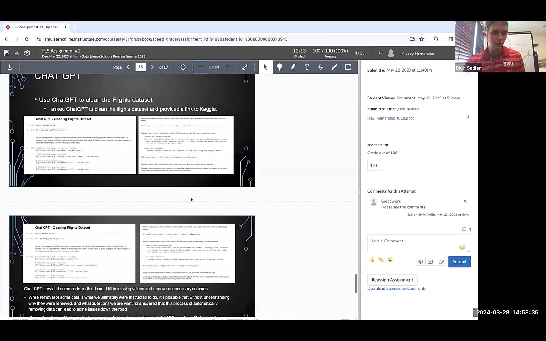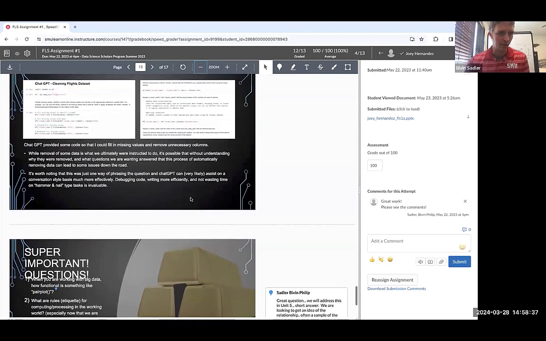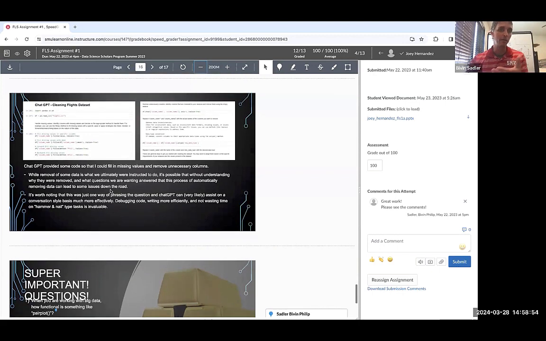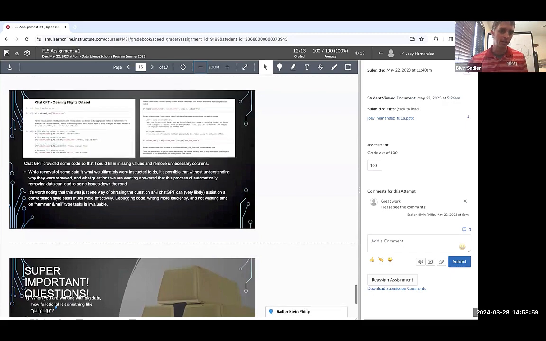At the end of the day, he used ChatGPT. I always thought his comment here at the end was good. It's worth noting that this was just one way of phrasing the question, and ChatGPT can very likely assist on a conversational style basis much more effectively. Debugging code, writing more effectively, and not wasting time on hammer and nail type tasks is invaluable. And that was his takeaway from this one use in Unit 1 of ChatGPT.